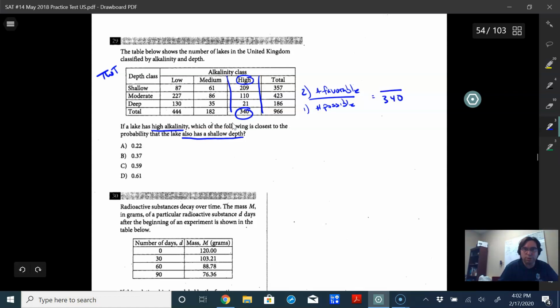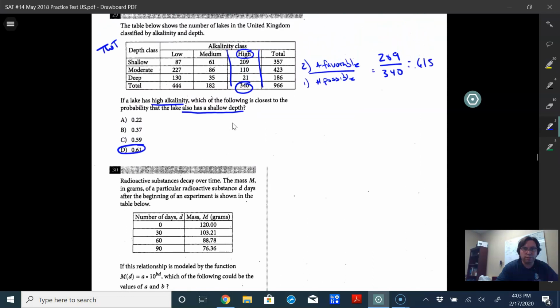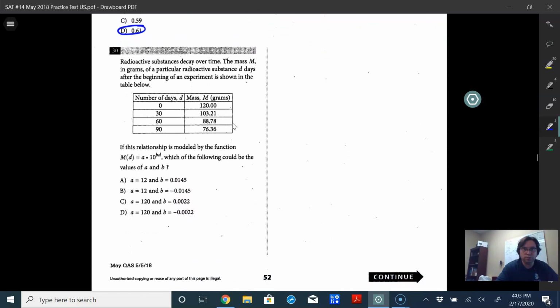And then closest probability the lake also has a shallow depth here. So within that, you see 209. So if you do the math on that one, it ends up being 209 divided by 340, and you get 0.615, which is 65%, which is going to be the answer choice of D there on that one. Okay. So that one definitely looks to be easier than what you would suspect for problem 29. So hopefully you didn't trip over that one.